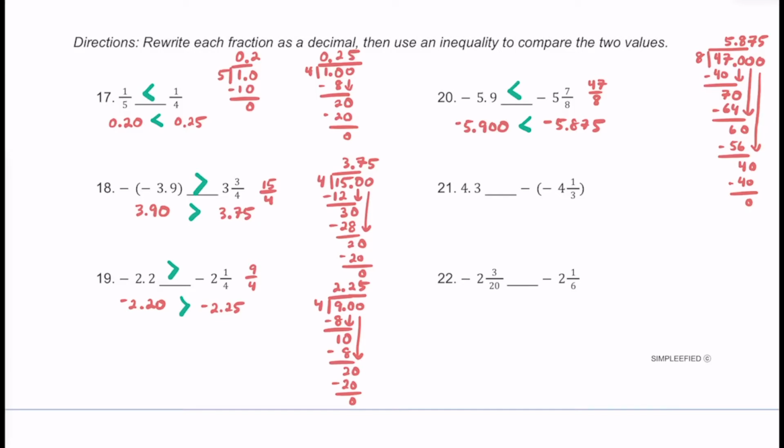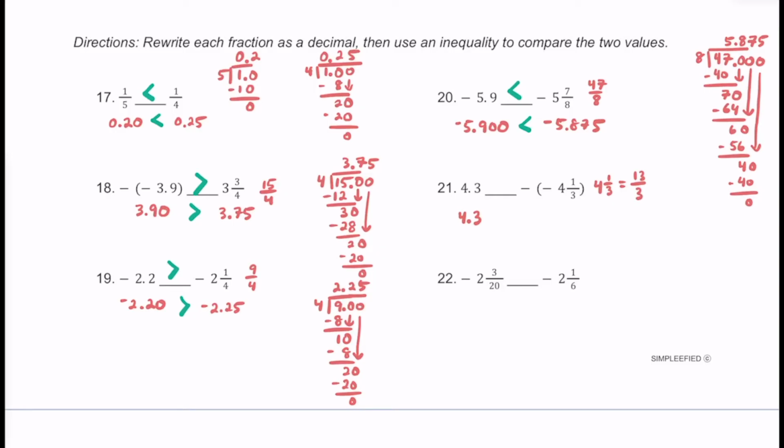For number 21, we have 4.3, so that's already decimal. Let's go ahead and just leave that alone for now. Then to the right, we have this negative 4 1/3, so it's the opposite of the opposite of 4 1/3. So that's really just 4 1/3, and it's positive. Now, as an improper fraction, 4 times 3 is 12, plus 1 is 13, so this is 13/3.